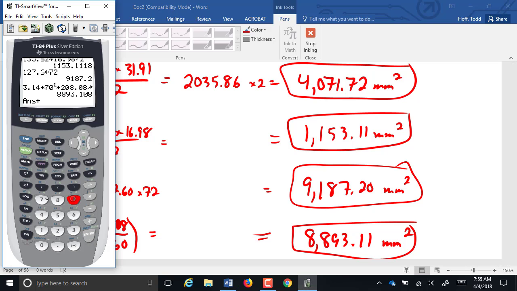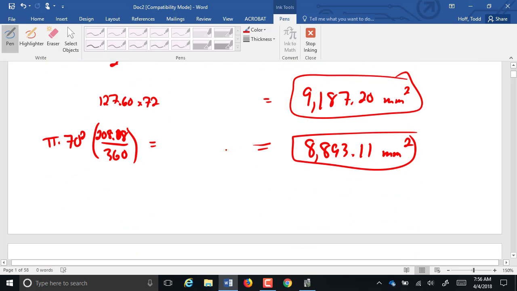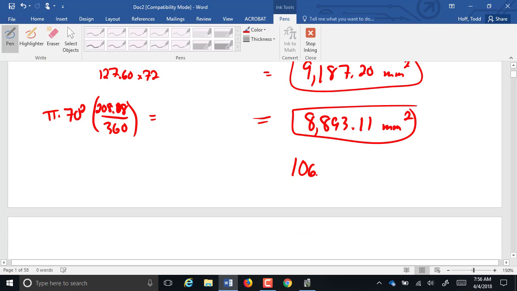So plus 9187.20 plus 1153.11 plus 4071.72. We get 106,005.14. 106,005.14 millimeters squared.